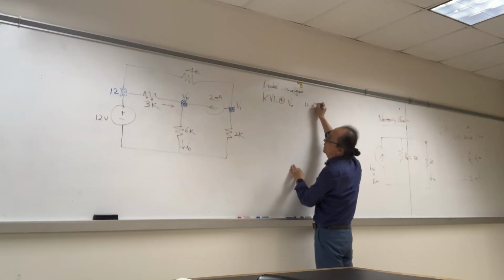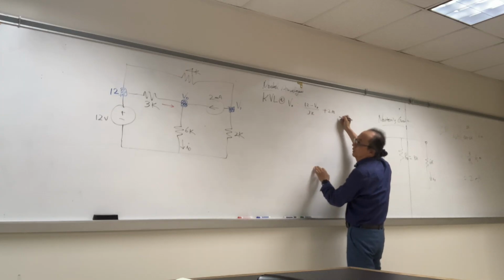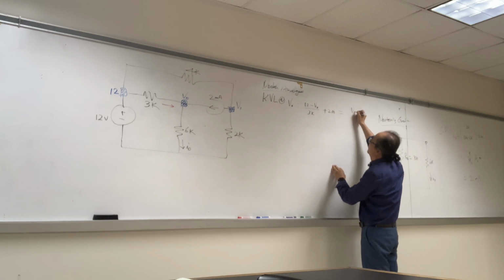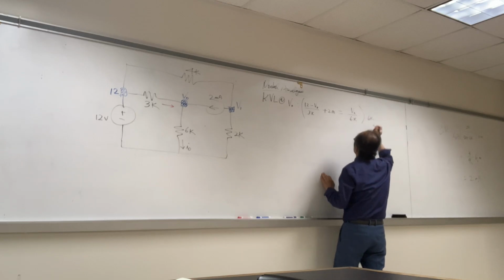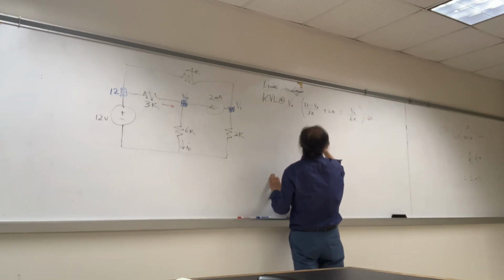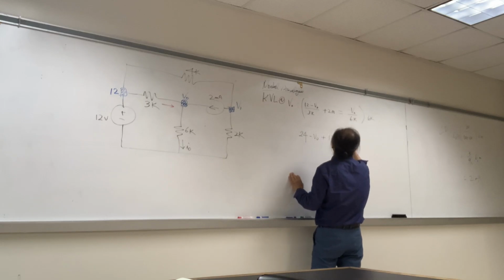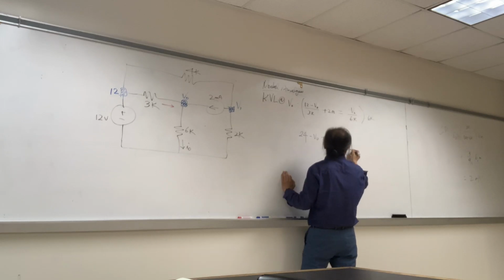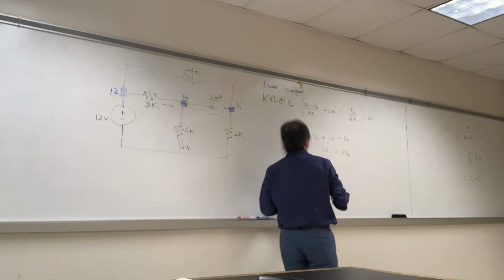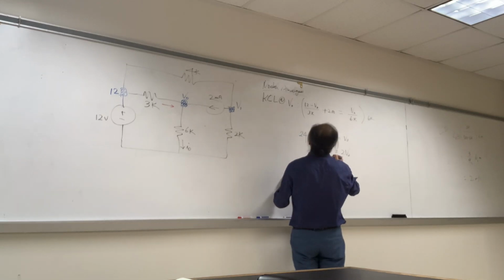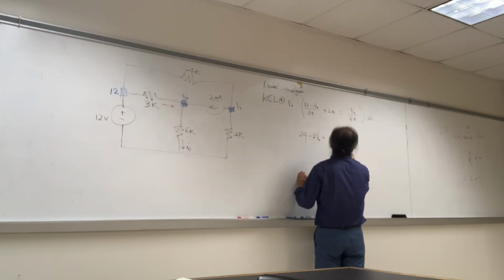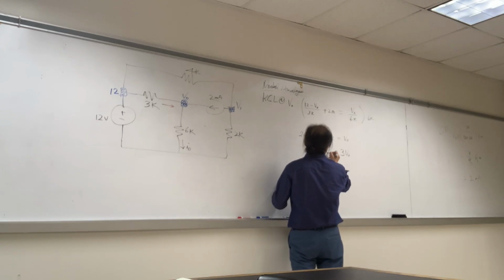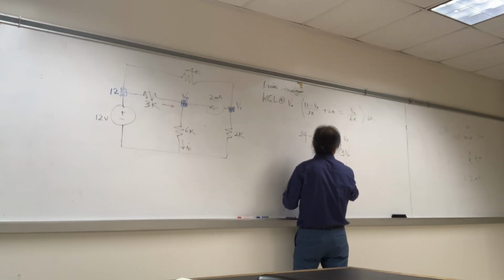Entering: 12 minus V0 over 3K plus 2 milli, and leaving: V0 over 6K. So we're going to multiply everywhere by 6K. 24 minus V0 plus 12 equals V0. Move it over. 2 V0 equals 12. The 36. Yeah, thank you. KCL, minus 2 V0. And this guy should be 3 now, right? And then 36. So V0 equals 12 volts.